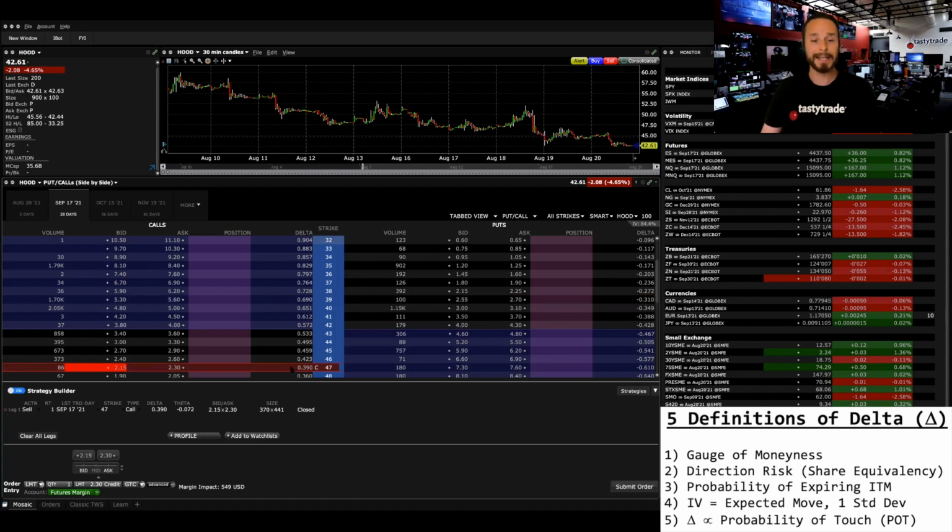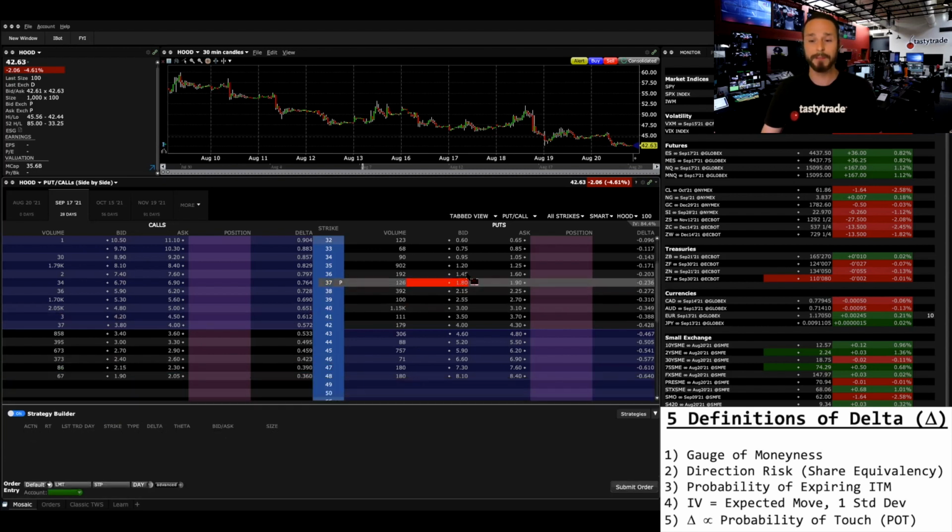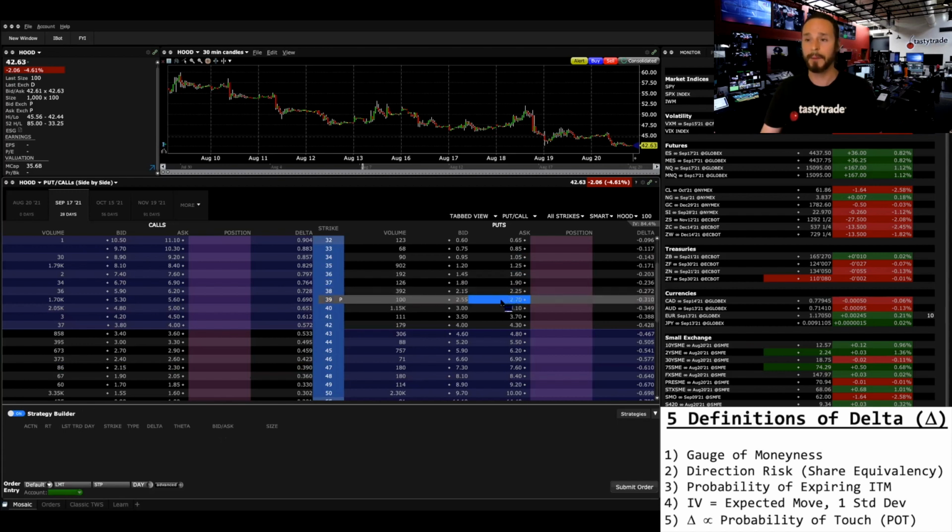So the 39 delta, if the stock moves up by $1, I would expect to make around $39. And if the stock moves down by $1, I would expect to lose $39. So that's your directional risk. So let's go on to number 3 now, which is probability of expiring in the money. I think this is probably the most important definition of delta that I use every single time I do an options trade.